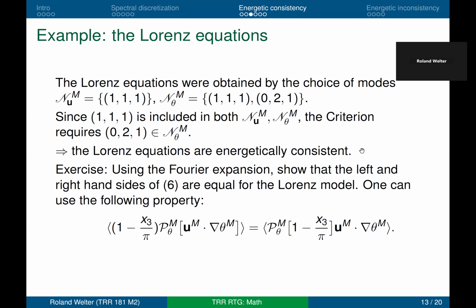Now, as an exercise, I'll ask you to use the Fourier expansion to show that the left and right-hand sides of 6 are equal for the Lorenz model. And here you can use the following property, that the inner product of the linear profile with the projected nonlinearity is equal to the projection of the linear profile times the nonlinearity.